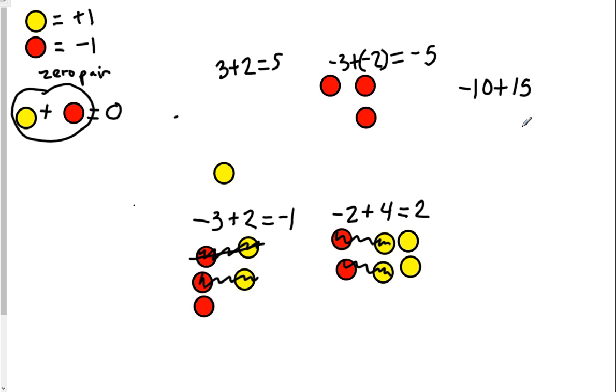Making 0 pairs. I hope you see that. You'll be making 10 0 pairs. 10 of the reds would go with 10 of the yellows. So in a sense, all you'd be doing is subtracting those two numbers and taking the sign of the bigger number, right? So subtract those two, you'd have 5. And what color would my answer be? Would I have red chips left over, or would I have yellow chips left over? Well, I'd have yellow chips left over, so this would have to be positive 5.